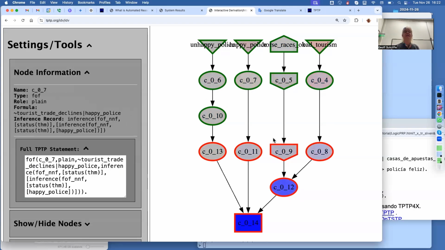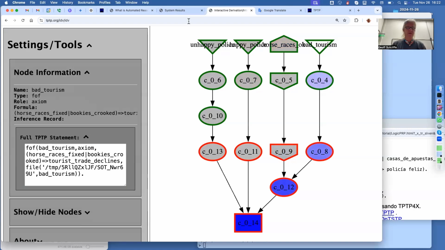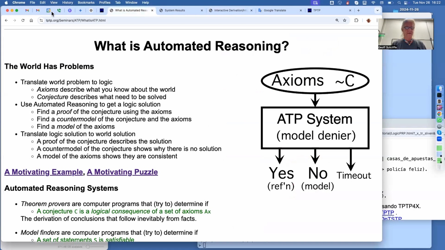Can you make pretty colors? That's the important thing. So now let's go back to here.